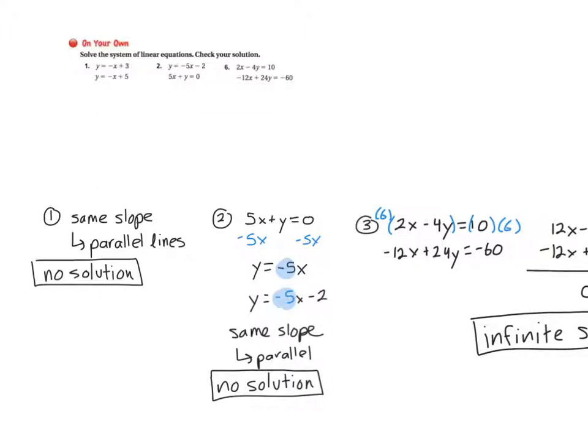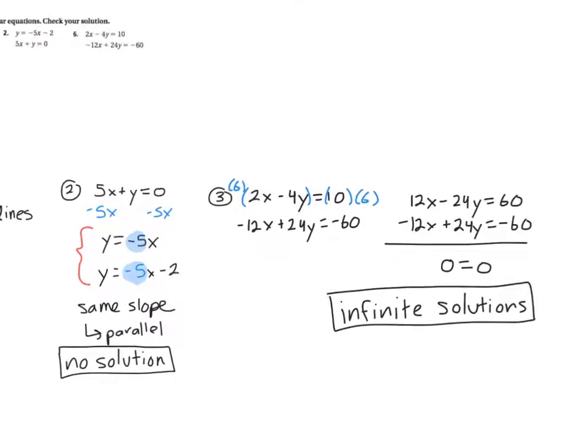Now for the second one, this first equation is in slope-intercept form, so I rewrote the second equation in slope-intercept form, so I subtracted 5x from both sides. So this is the system that I had once I rewrote it. So I have y equals negative 5x and y equals negative 5x minus 2. So we have another case where we have two lines with the same slope. So these two lines are parallel, they will never cross, and therefore we have no solution again.